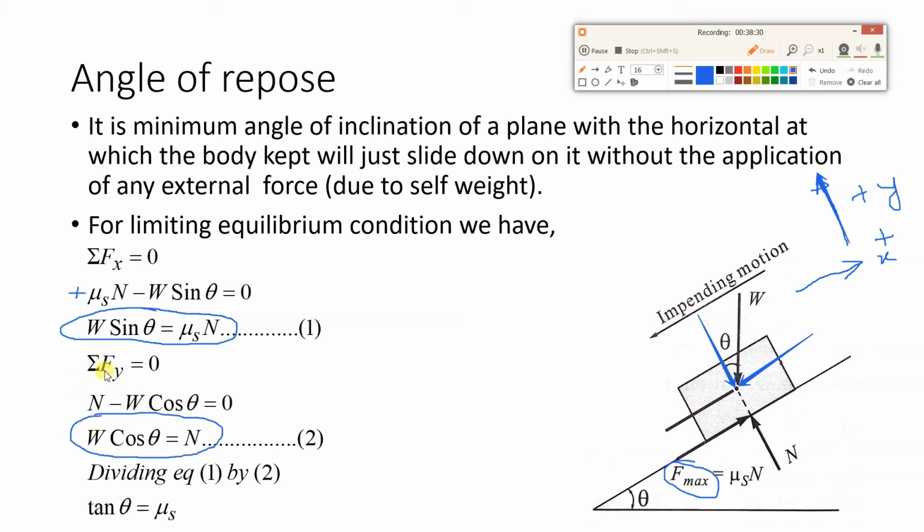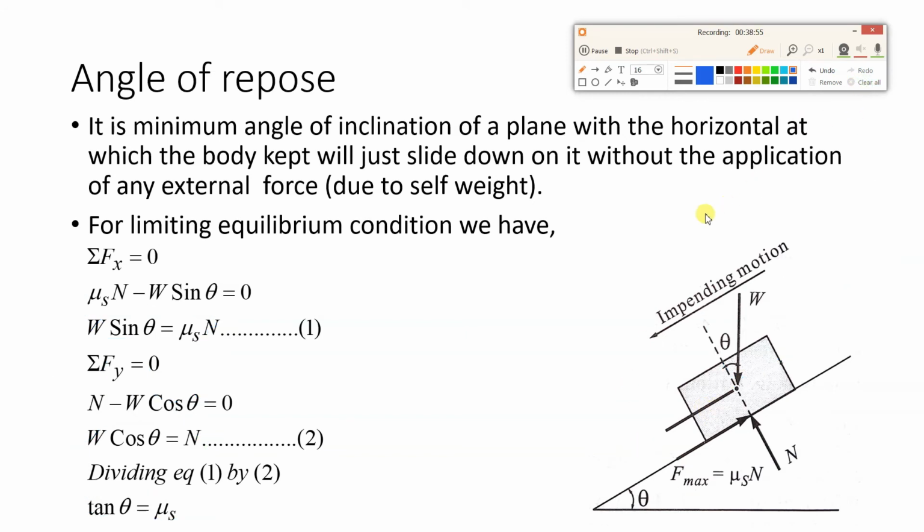Divide these two equations. If you divide these two equations, w and w will get cancelled, n and n will get cancelled, and you will get tan theta equal to mu s. Now this is at which condition? Impending motion, meaning this block is just about to slide on this inclined plane.